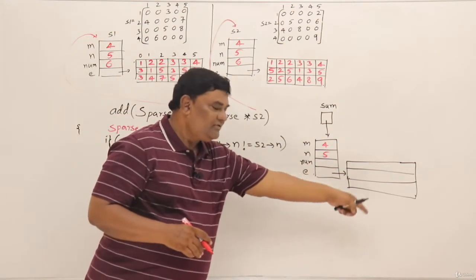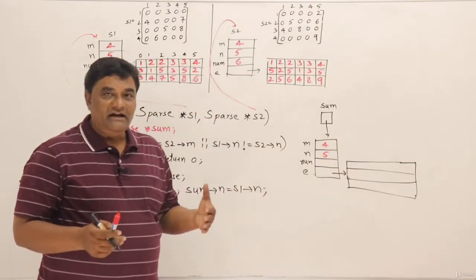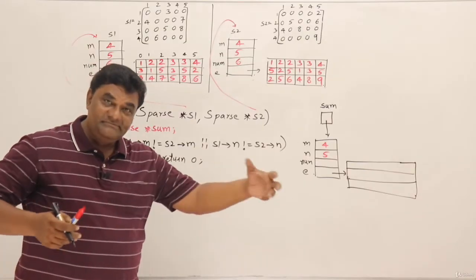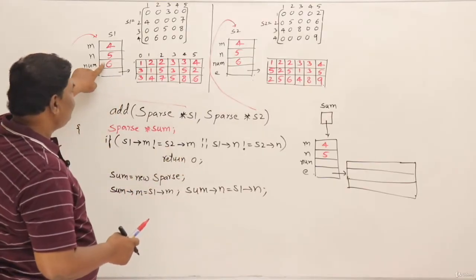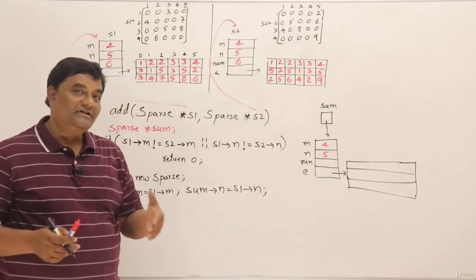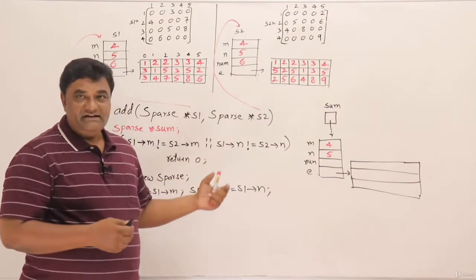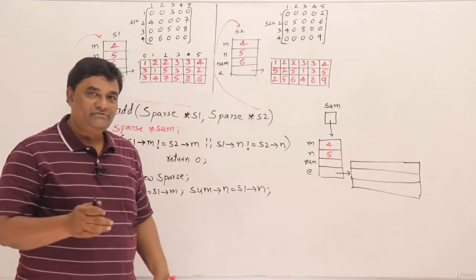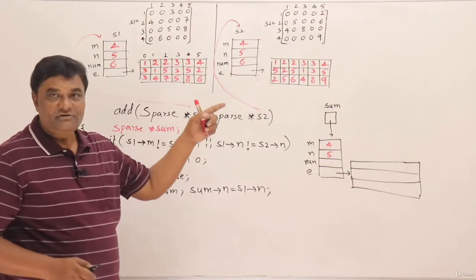Then this array I have to create. What should be the size of this one? Unless I add, I cannot know the size. But I can know the maximum size. So what is the maximum size? The number of elements here is 6 and here also 6. So total 12. I will create an array of size 12. 12 may be more than the required size, but no problem. If you have some extra unused spaces, no problem. So we will assume that an array of size 12 is created.